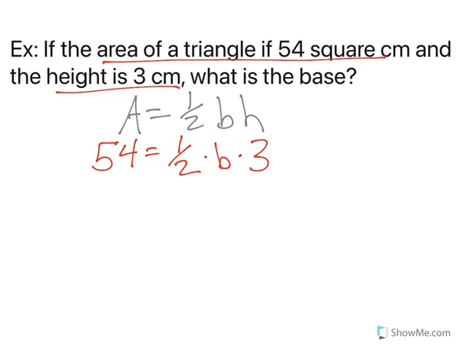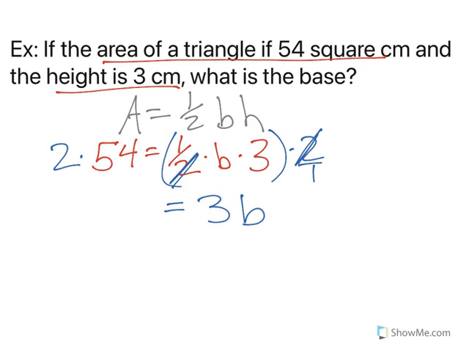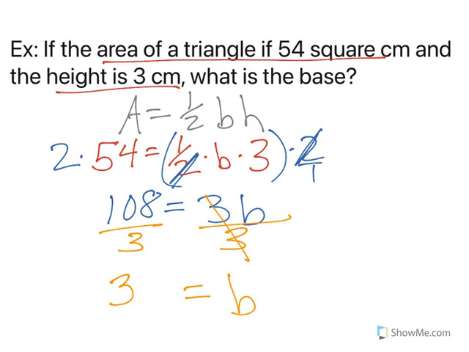Now, when you're dealing with a fraction, it can be a little frustrating. So I always try to deal with those first, meaning I'm going to multiply both sides by 2. When I multiply by 2, the numerator and denominator cancel out, and I'm just left with 3b on the right side. And then 2 times 54 is 108. Then to solve for b, we want to get b by itself, so I divide both sides by 3. And the base is 36. Because I'm in centimeters, the base is 36 centimeters.